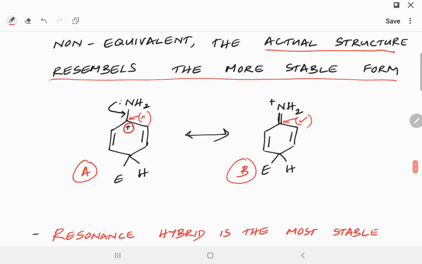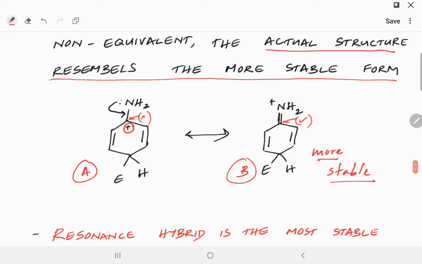In resonance structure B, the carbon has obtained the noble gas configuration. So that carbon is more stable, okay? Therefore, we can clearly say that when it comes to resonance structures A and B, B is more stable, which means resonance structure B will be the major contributor to the final structure of the cation, all right?